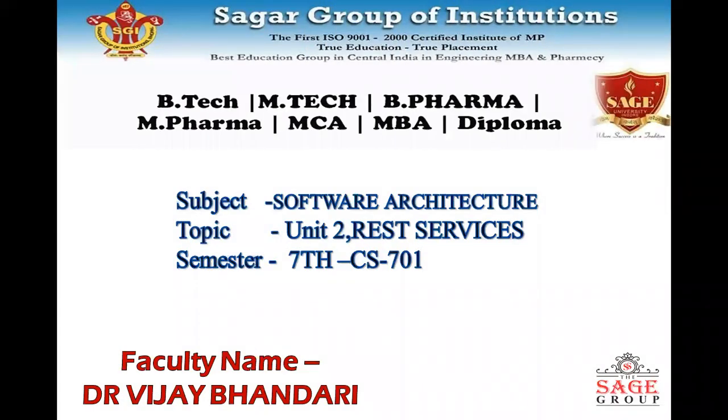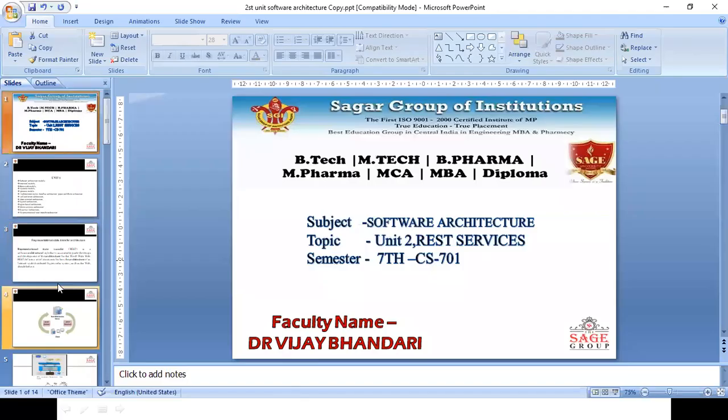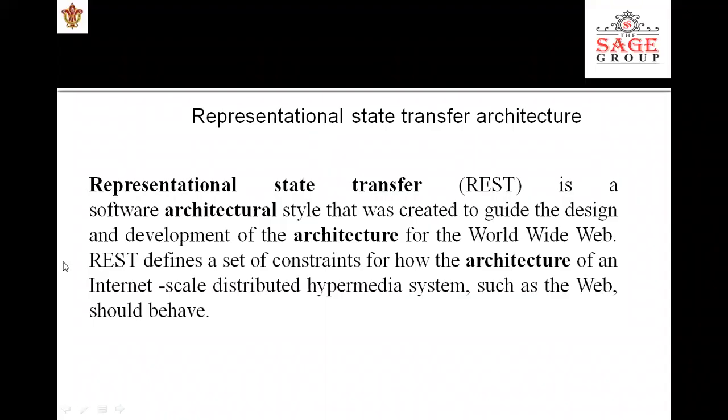So today we are going to cover REST services, right? Now that is the representational state transfer architecture. What is that? So representational state transfer is a software architectural style that was created to guide the design and development of the architecture for the World Wide Web.